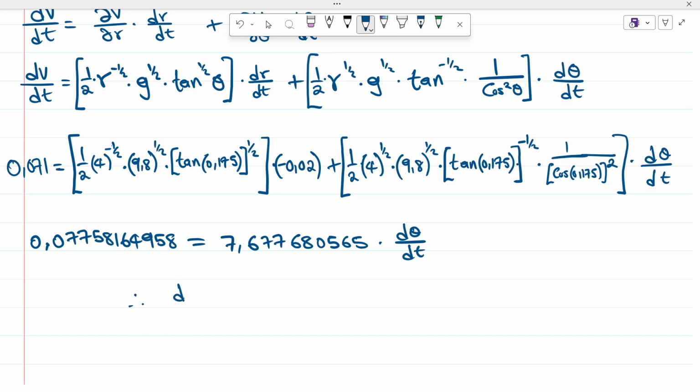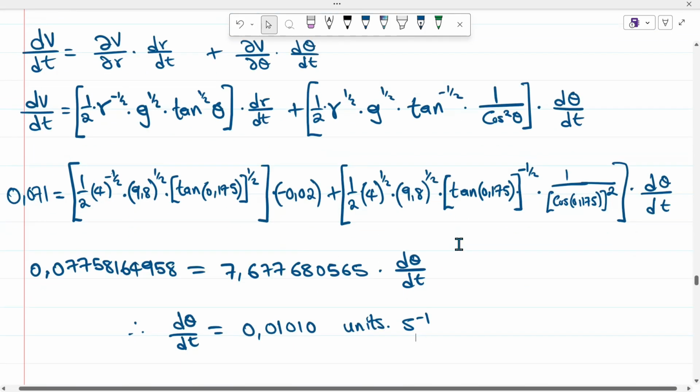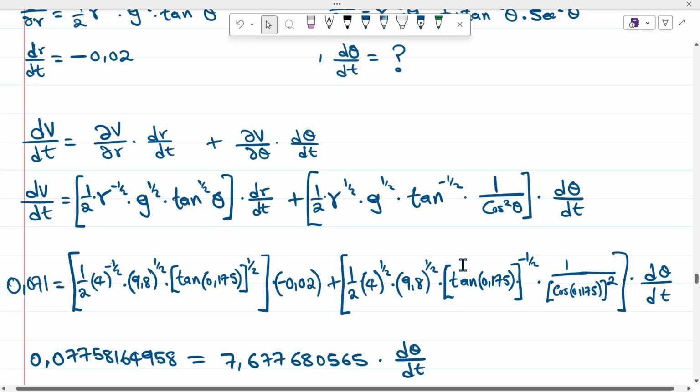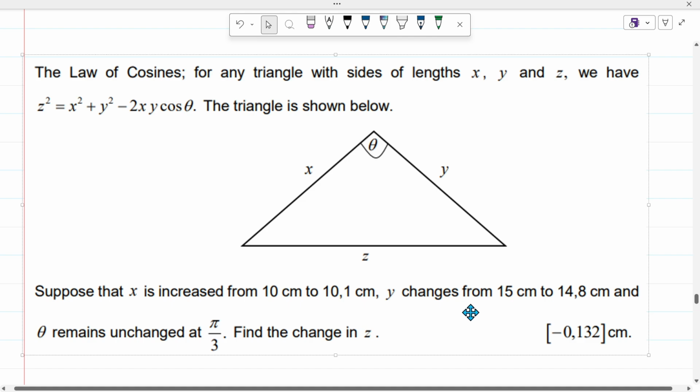So therefore your the theta dt is going to be equivalent to 0.0101 units per second. So that's what you're going to get there as your rate at which theta is changing with time. So this is going to be your final answer. So I hope you get it. And anyway, let's quickly check another question fast.